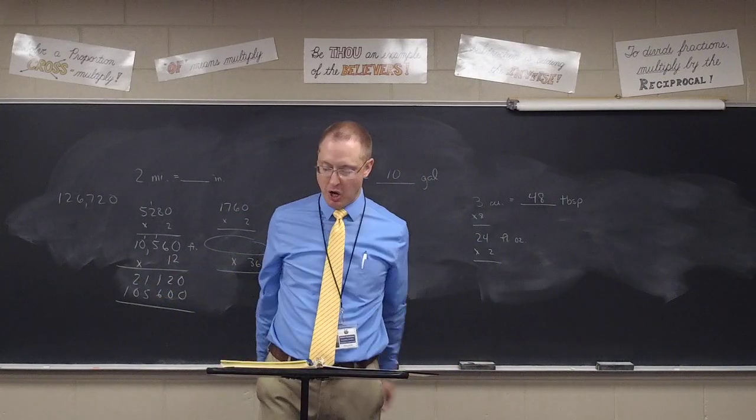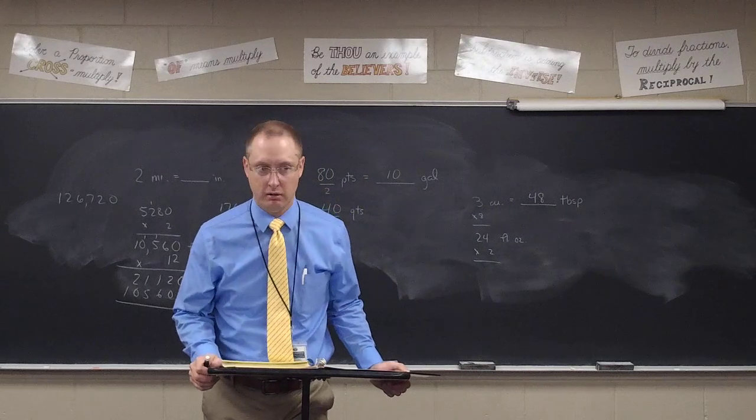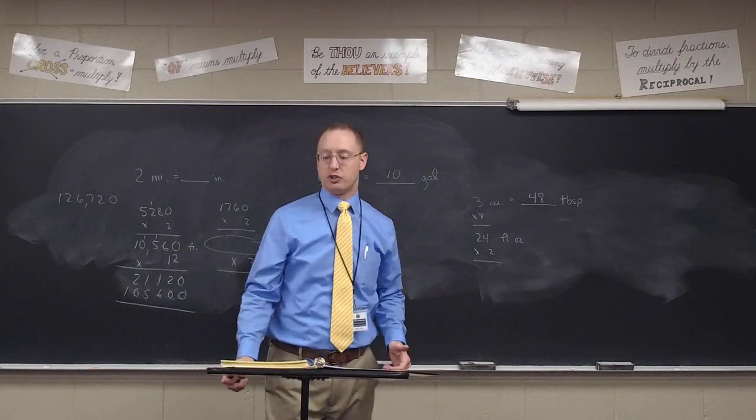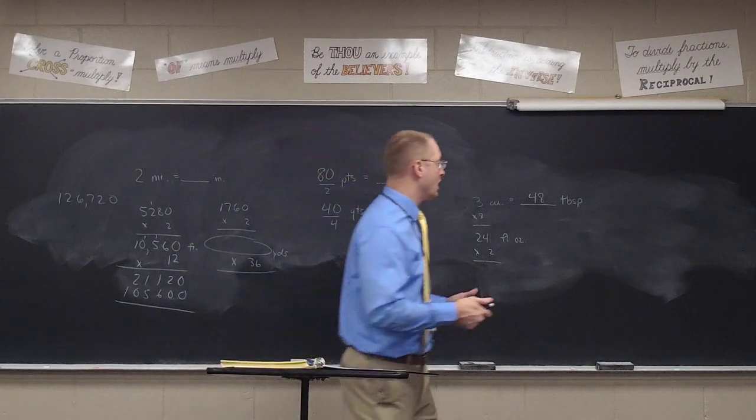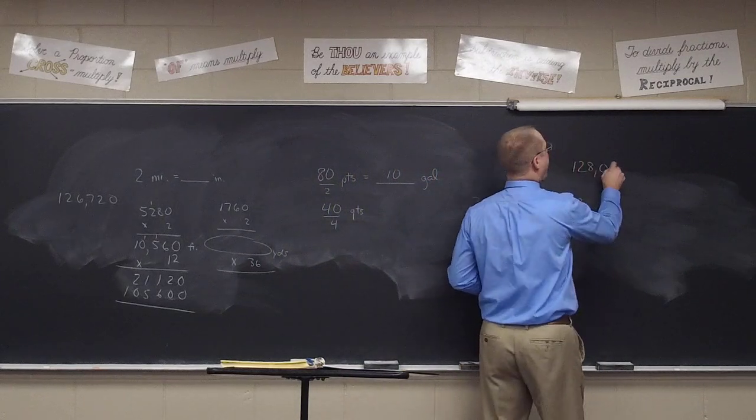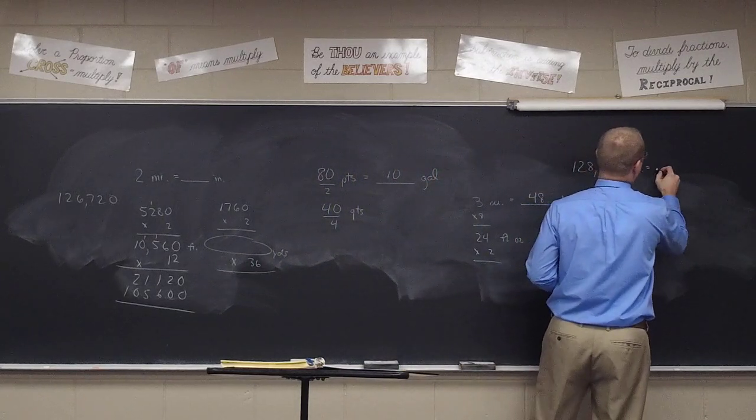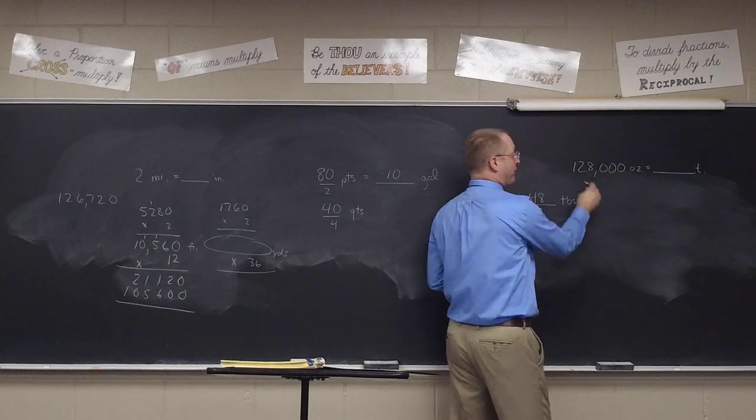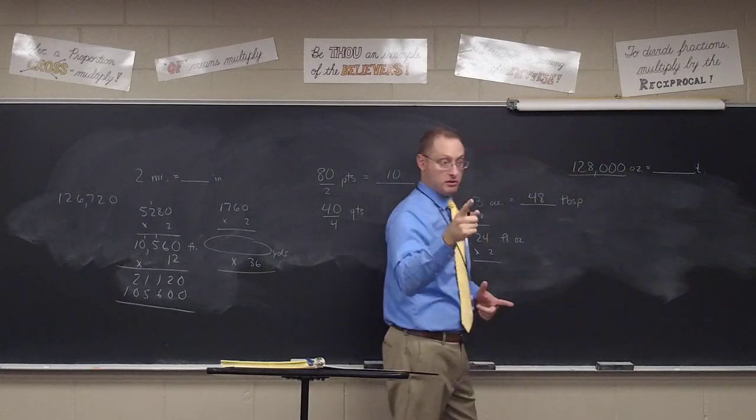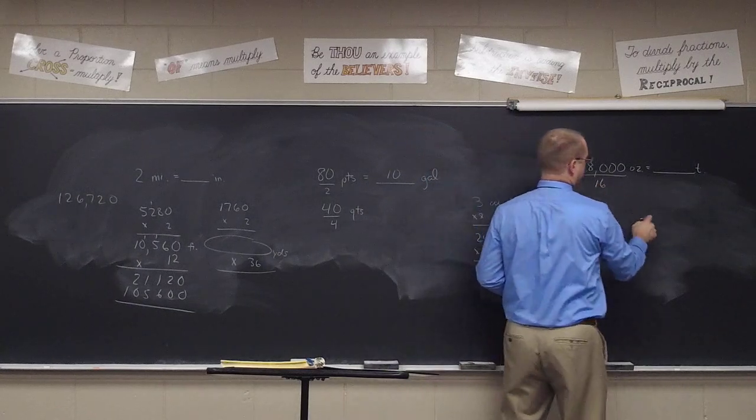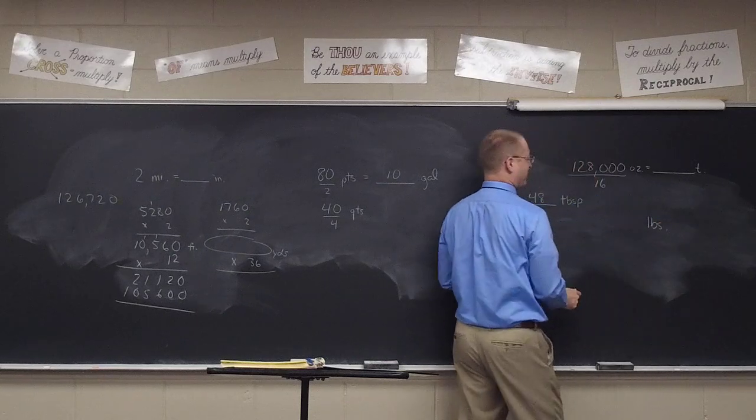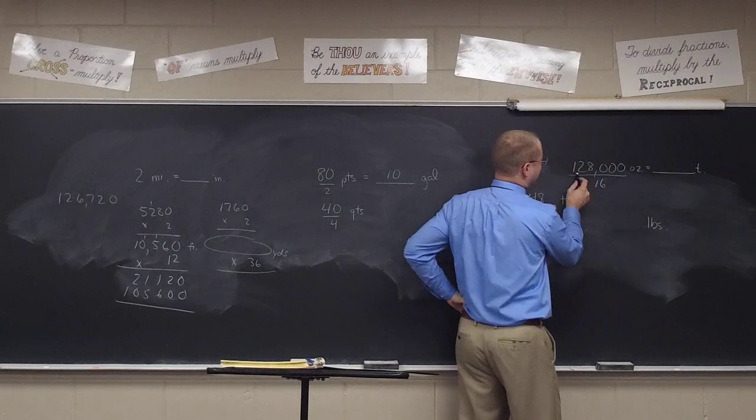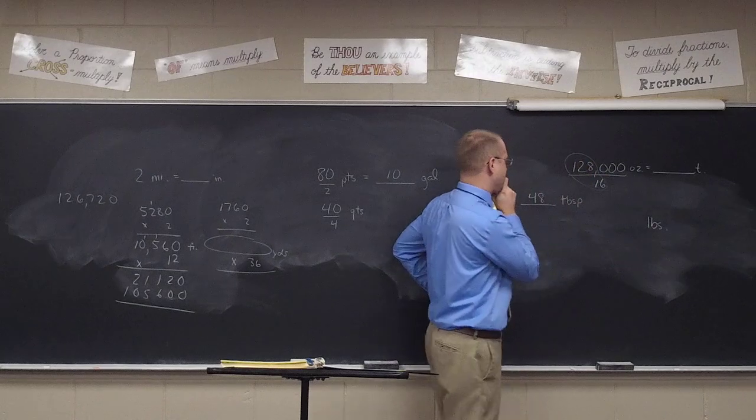Look at the next one. Do we know how many ounces are in a ton? No. But we do know how many ounces are in a pound. So they took the 128,000 ounces, trying to see how many tons there are, and they said, well, if I divide that by 16, because there's 16 ounces in a pound, that'll give me how many pounds? Let's see. 16 into 128.